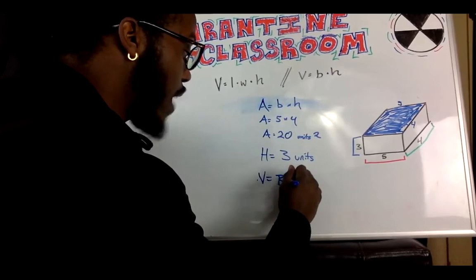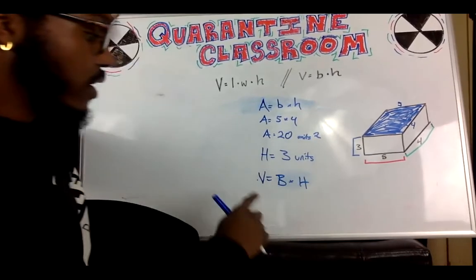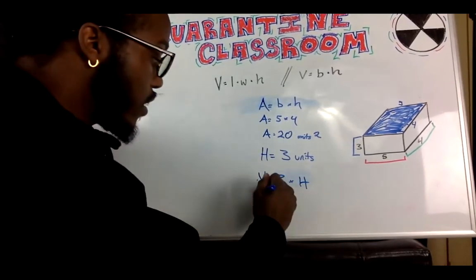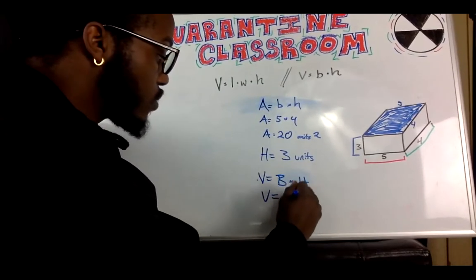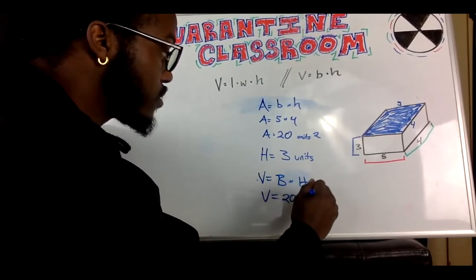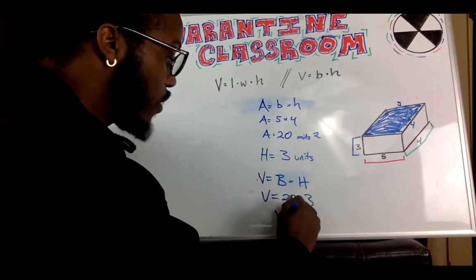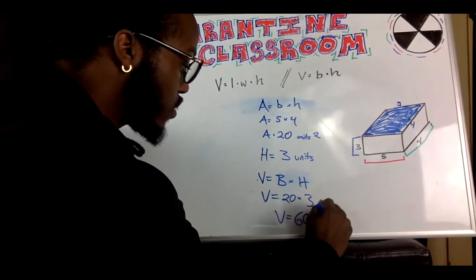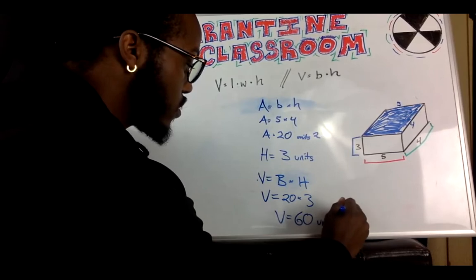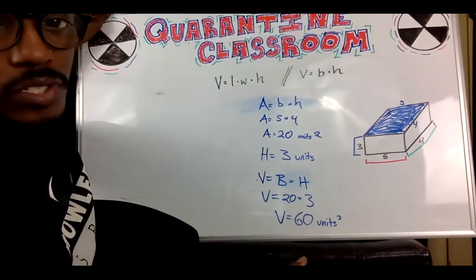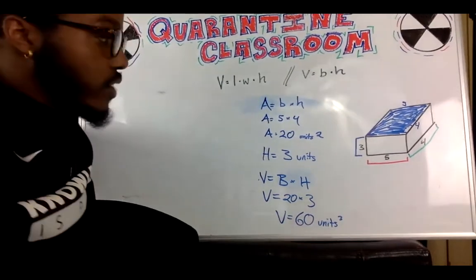Again, I'm just in the habit of writing my formula and then plugging it in. Volume equals base times height. And then I plug it in. Volume equals 20 times 3. Volume equals 60 cubic units. Units to the 3rd power. This is how you answer that first question.